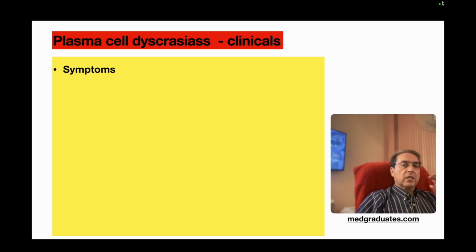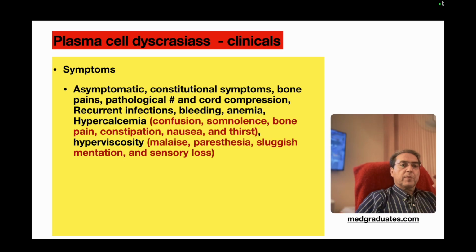Symptoms depend upon the type of defect there. The patient may be asymptomatic, there may be constitutional symptoms, bone pains, pathological fractures with cord compression, recurrent infections, bleeding because of platelet involvement, or immunoglobulin. They may consume the clotting factors, there may be anemia. Hypercalcemia may present as confusion, somnolence, bone pain, constipation, nausea, and thirst. There may be hyperviscosity causing malaise, paresthesia, sluggish mentation, and sensory loss.